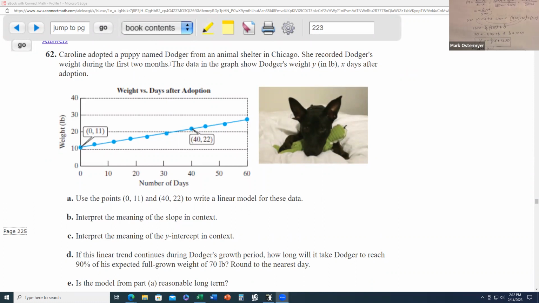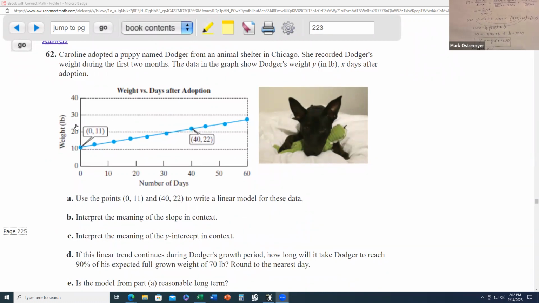Caroline adopted a puppy named Dodger from an animal shelter in Chicago. She recorded Dodger's weight during the first 2 months. The data in the graph show Dodger's weight, y in pounds, x days after he or she is adopted.